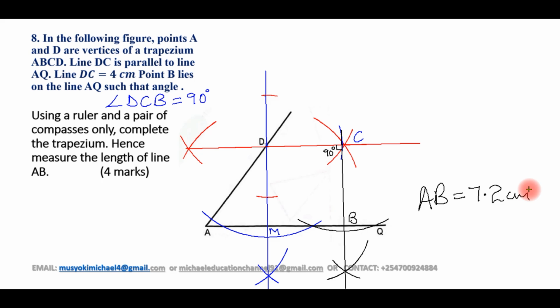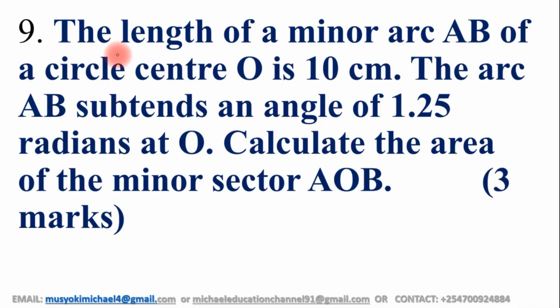So we can move on to the next question, number 9. The length of a minor arc AB of a circle center O is 10 cm. The arc AB subtends an angle of 1.25 radians at O. Calculate the area of the minor sector AOB.